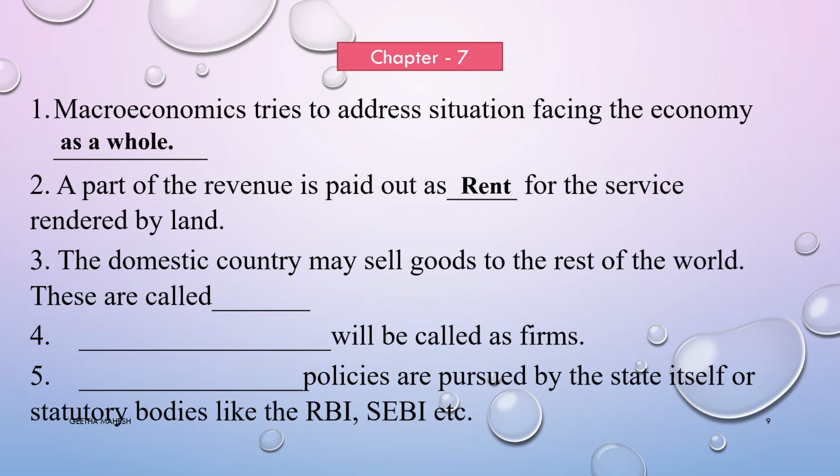The domestic country may sell goods to the rest of the world. These are called exports. The production units will be called as firms. Macroeconomic policies are pursued by the state itself or statutory bodies like RBI, SEBI, etc.